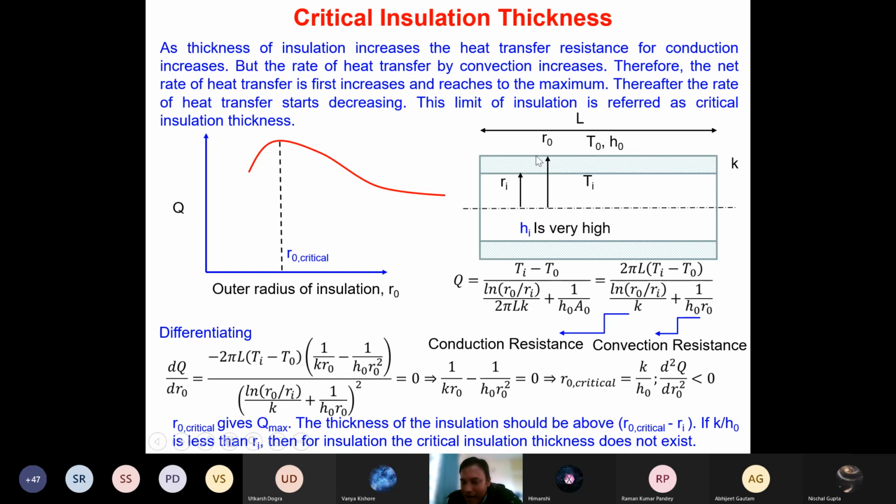And again, if I increase the insulation thickness, my heat transfer is decreasing, but there is a cost required for this insulation. I cannot increase the insulation thickness to infinity, isn't it? The more insulation I put, the more cost will be incurred in terms of insulation cost. Do you agree?